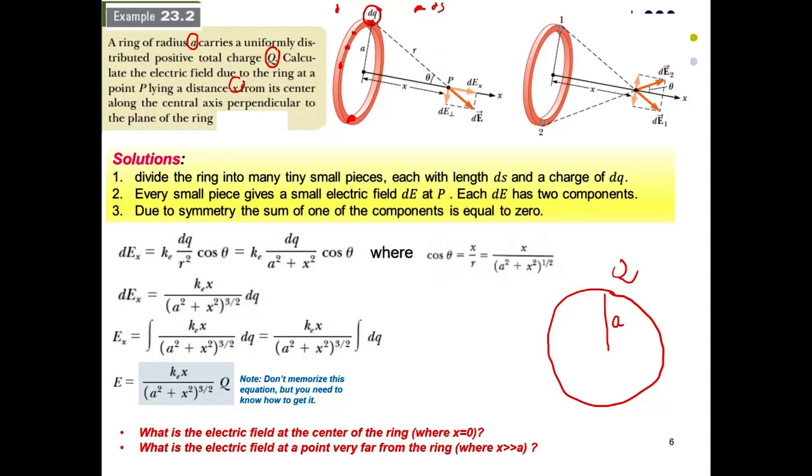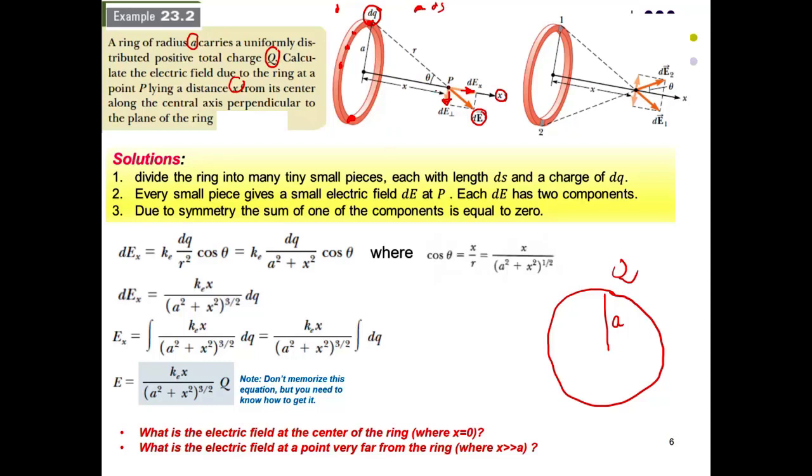Now the electric field from that small piece, because it's a small piece, it's a point charge, we could say it simply creates an electric field that goes in this direction. Now if we define this as our x-axis, that electric field has 2 components. One goes forward, one goes into this direction.